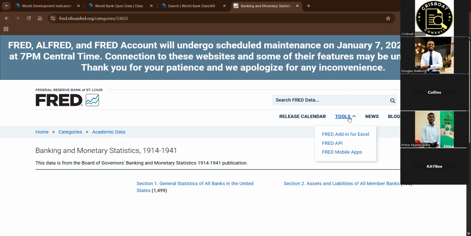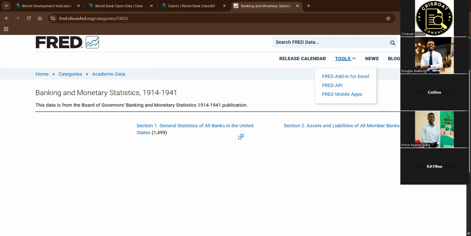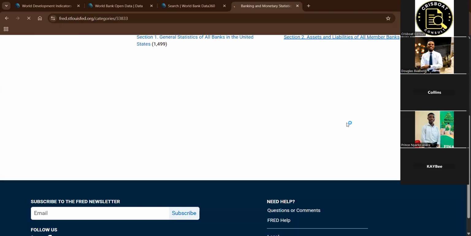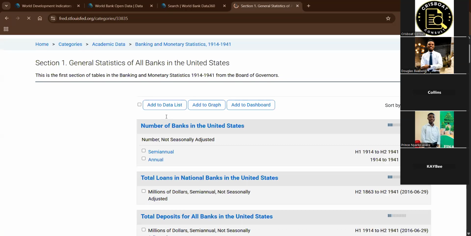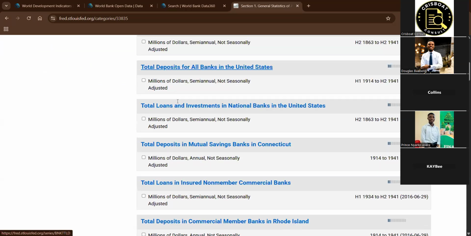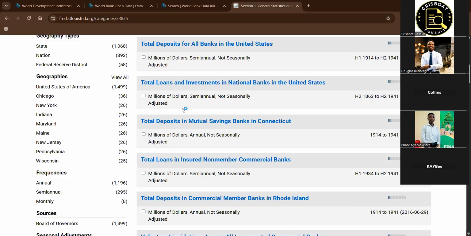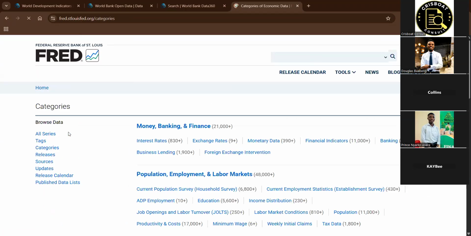If you don't understand anything, you can let me know. General statistics of all banks. No, we are not looking for banks in the United States. Maybe those who are in the US can do that. For us, we need normal data. So number of banks in the United States, total loans. If you want to explore United States data, you can come here. We are not doing United States right now.